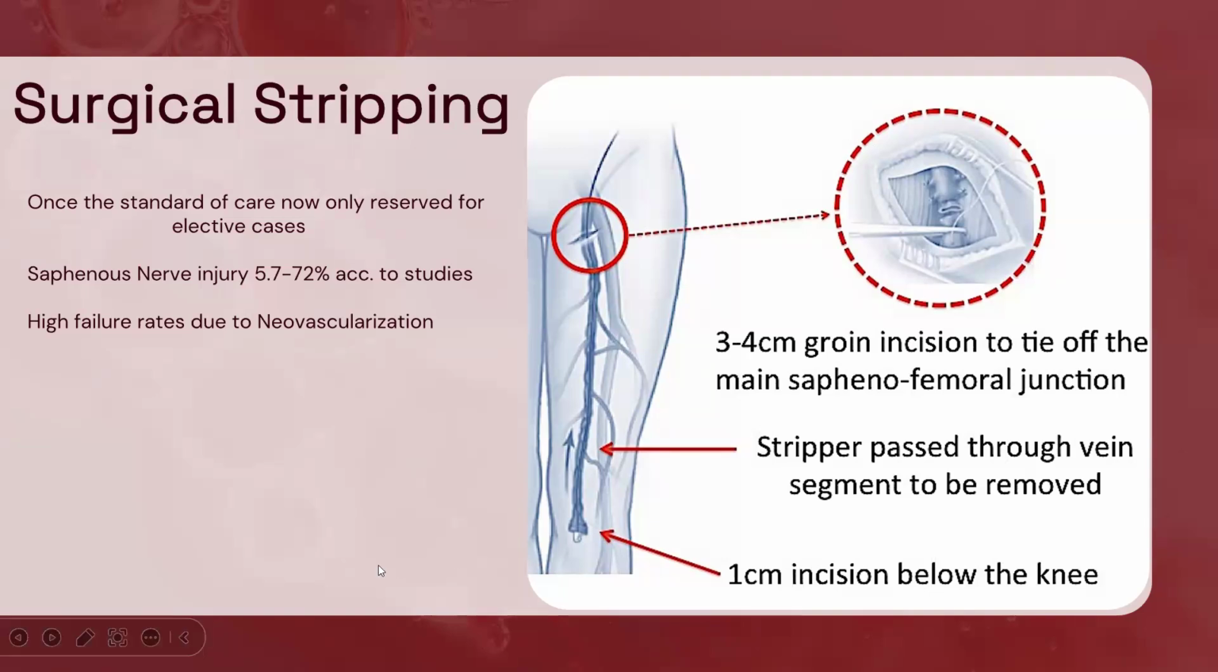Sir, for this surgical stripping, we give a 1 centimeter incision below the knee and then find the tributary. For example, if it is a great saphenous vein, mostly the radiologist will be asked to mark it, and then the tortuous segment is lifted up. The stripper is passed through the vein up till the SF junction, and then another groin incision is given, and then the stripper is retrieved. I'll show it in the video, sir. You can tell in exam, you'll be asked.